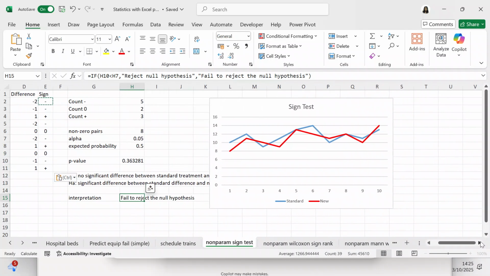And then what we've done here is I have created a chart for you for the sign test, so you can see the values of the standard treatment and the values of the new treatment, and you can see that there is no significant difference between them. But you can experiment with this sign test on your own. The sign test is one of the easiest nonparametric tests to do.